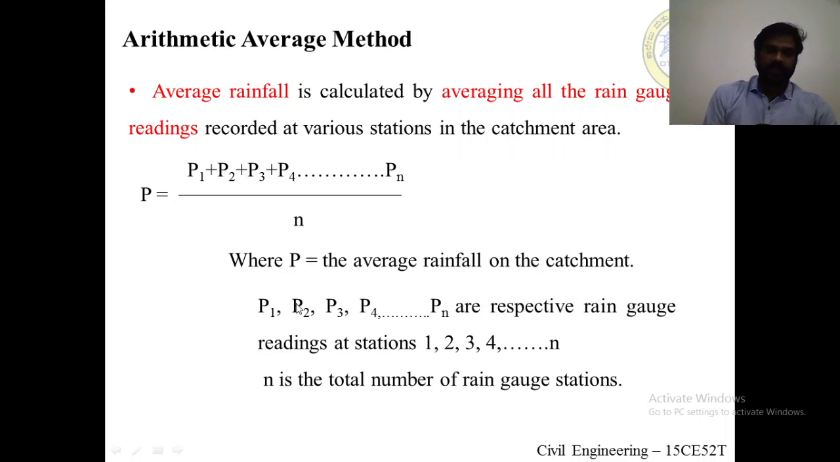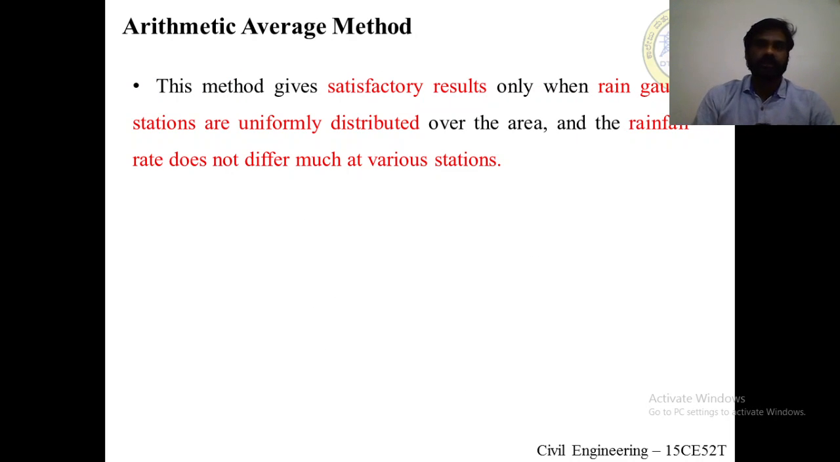This is the simplest method and it gives approximate results. It won't give accurate results, it gives approximate results, but we can calculate average rainfall very easily and fast. And this method gives satisfactory results only when rain gauge stations are uniformly distributed over the area and the rainfall rate does not differ much at various stations.